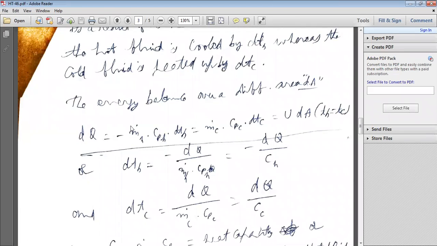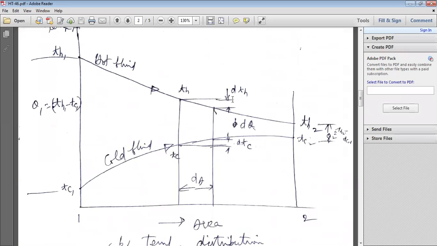That is dq, the heat given by the hot fluid. How do we calculate the heat given by the hot fluid? m c delta T: mass into specific heat into temperature difference. So the heat given by the hot fluid is m dot h into Cph into dTh. What is m dot h? Mass flow rate of the hot fluid. What is Cph? Specific heat at constant pressure of the hot fluid. dTh is the temperature difference for this small elemental area dA.